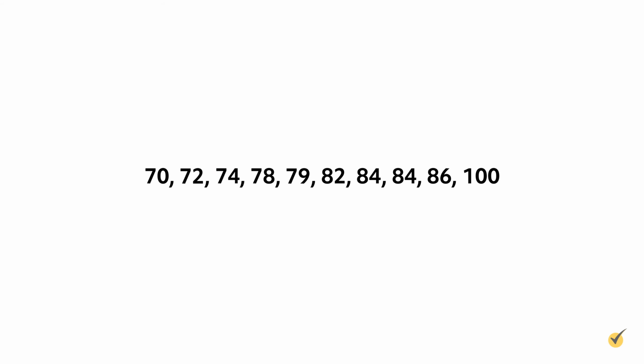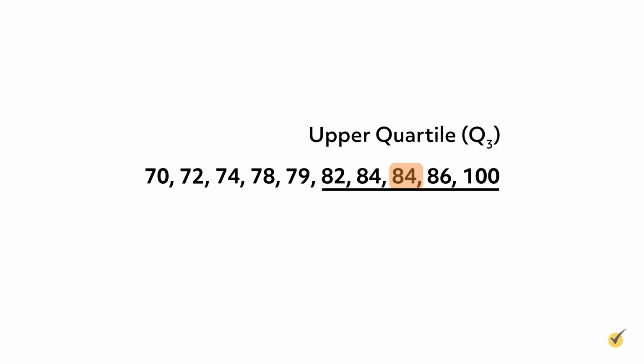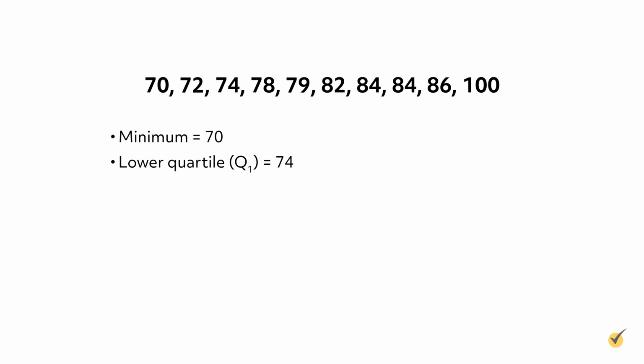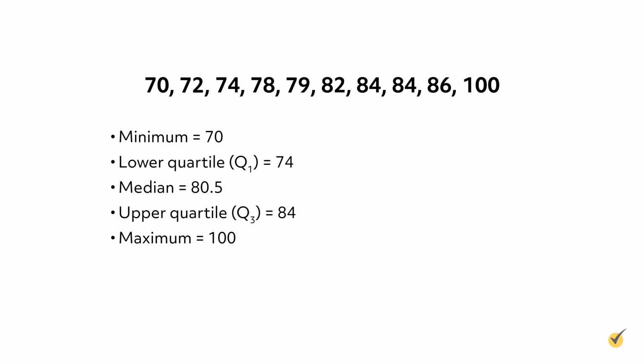To identify the upper quartile, examine the data values to the right of the median. These numbers are 82, 84, 84, 86, and 100. The upper quartile is the middle value of this portion of the dataset. In this case, the middle value is 84, so the upper quartile is 84. So to summarize, our minimum is 70, our lower quartile, or Q1, is 74, our median is 80.5, our upper quartile, Q3, is 84, and our maximum is 100.